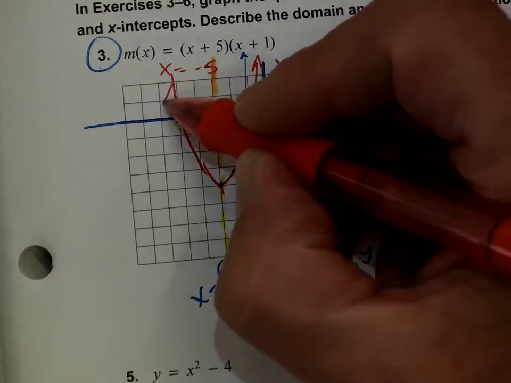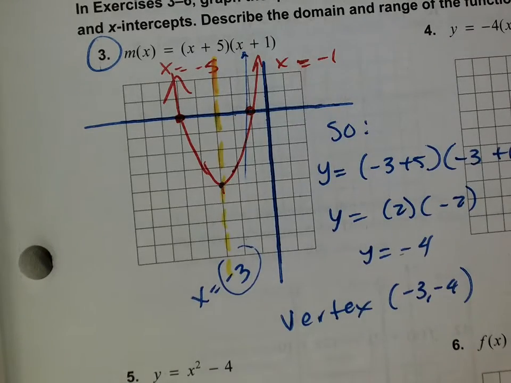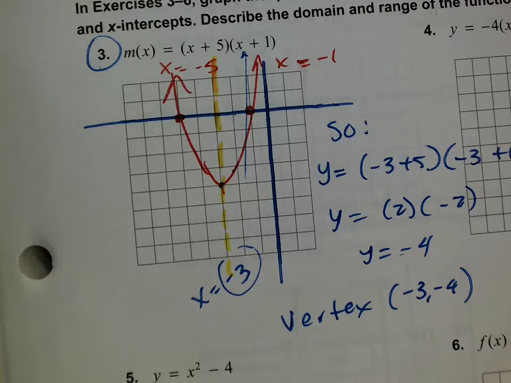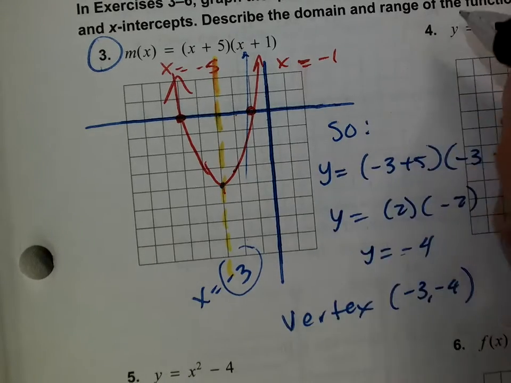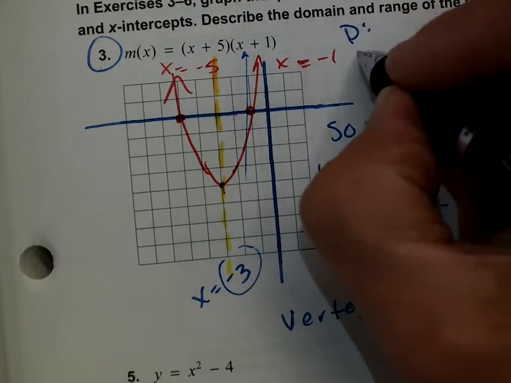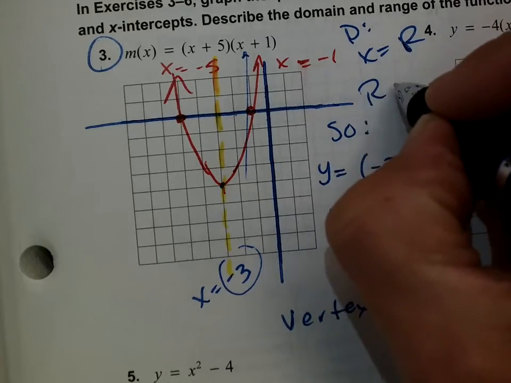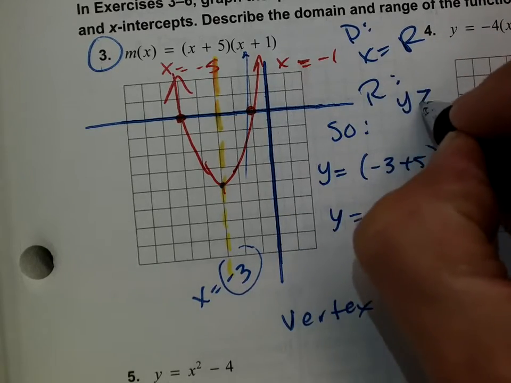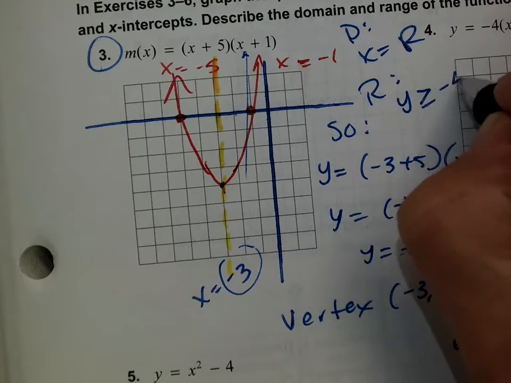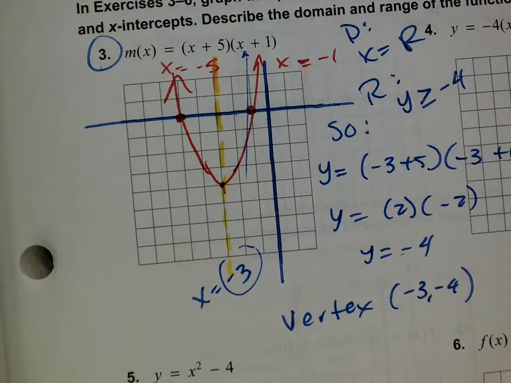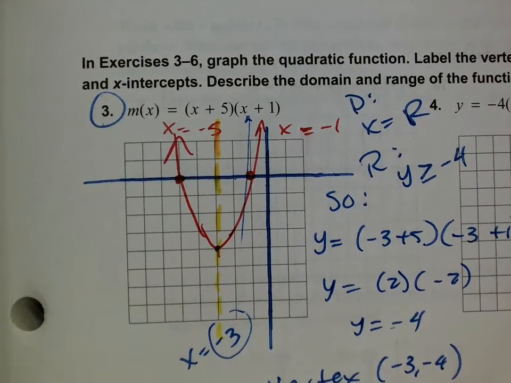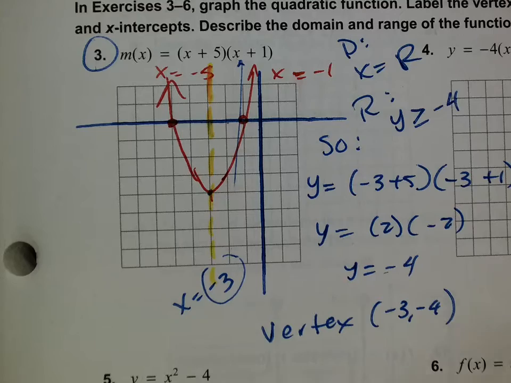Okay, how's that? Now domain's easy. Domain's all real numbers, right? Okay. So domain is x equals all real numbers, and range, of course, is y is greater than or equal to -4. Okay. All right. Does that seem kind of easy? So I'll say it again. That's -3 comma -4.